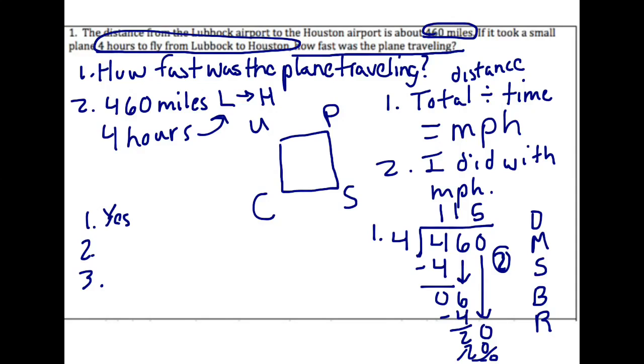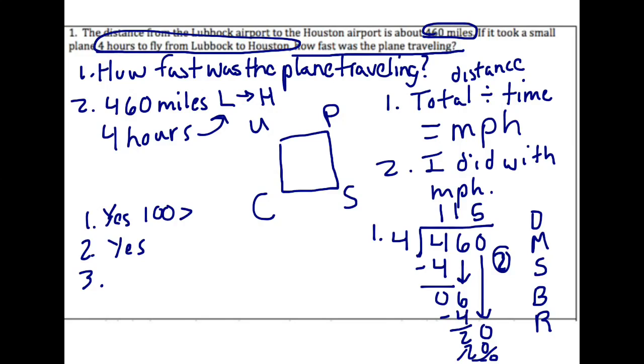And I know that my answer needed to be greater than 100. So 100, it had to be greater than that, and it was. It was 115. Number 2, is your answer reasonable? I know I answered the question because I found miles per hour. I divided miles by the number of hours. So I know how fast the plane was traveling was miles per hour. Is your answer reasonable? I said yes again.